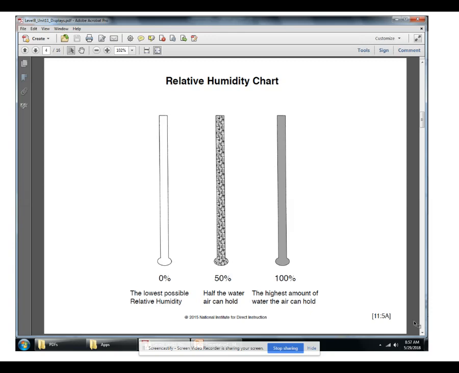50% relative humidity means that the air is holding half the amount of water it can hold. So that air is a lot wetter than 0%, but it's a lot drier than 100%. Let me repeat that. That air is a lot wetter than 0%, but it's a lot drier than 100%. 50% is half the water air can hold. Remember, the highest relative humidity is 100%, and the air is very wet when it is closer to 100%, and the air is drier when it is closer to 0%.